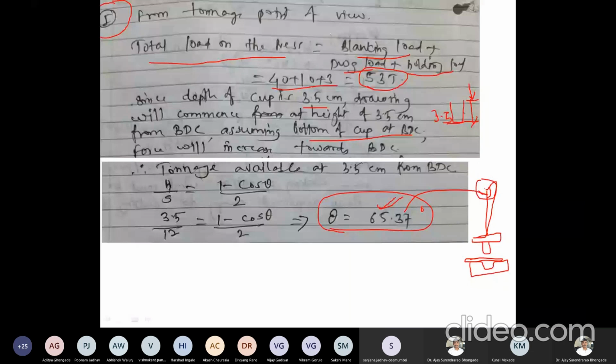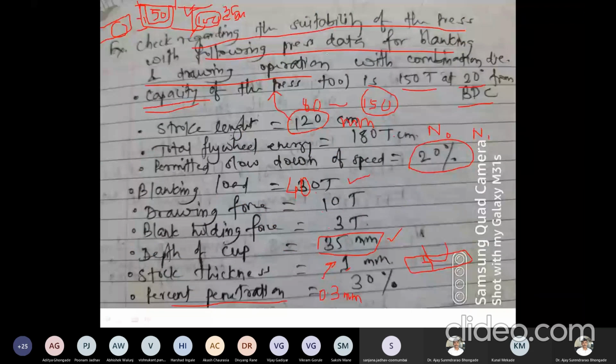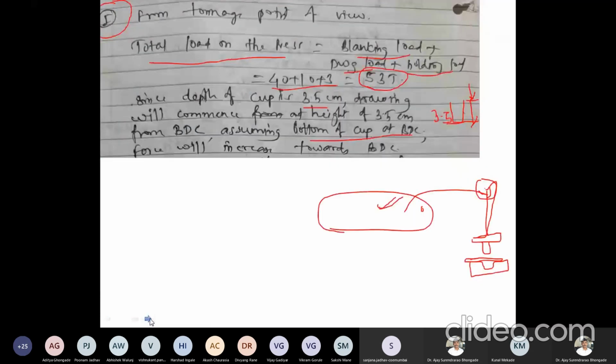So obviously I told you torque will remain constant. So since the torque will remain constant, we have already another data. Press tonnage is given to you, right? So press tonnage is 150 at 20 degree. So we have certain torque which will generate at this position. The same torque will remain at another position. So at this position also torque will remain same.